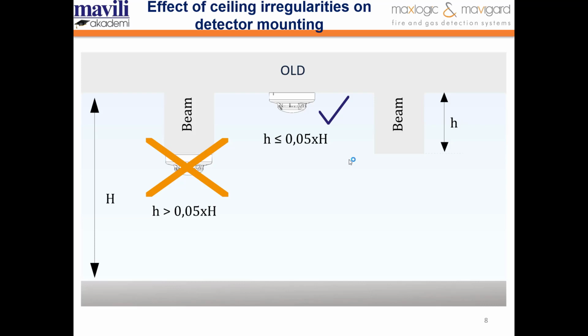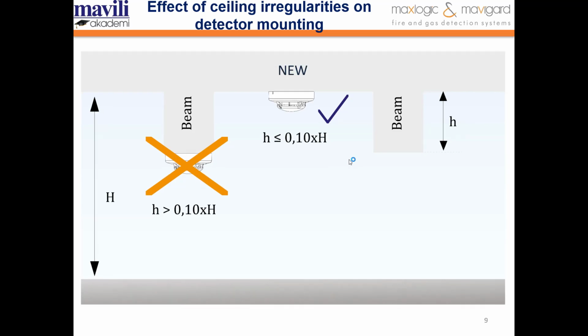Effect of ceiling irregularities on detector mounting. For the old standards, detectors should be mounted within the upper 5% of the room height. In ceilings with beams, if the beam height is less than 5% of the ceiling height, the ceiling should be considered flat and radius limits applied. For the new standard, ceilings with irregularities with a depth of less than 10% of ceiling height should be treated as if they were flat and radius limits of 6.5.2 should be applied.